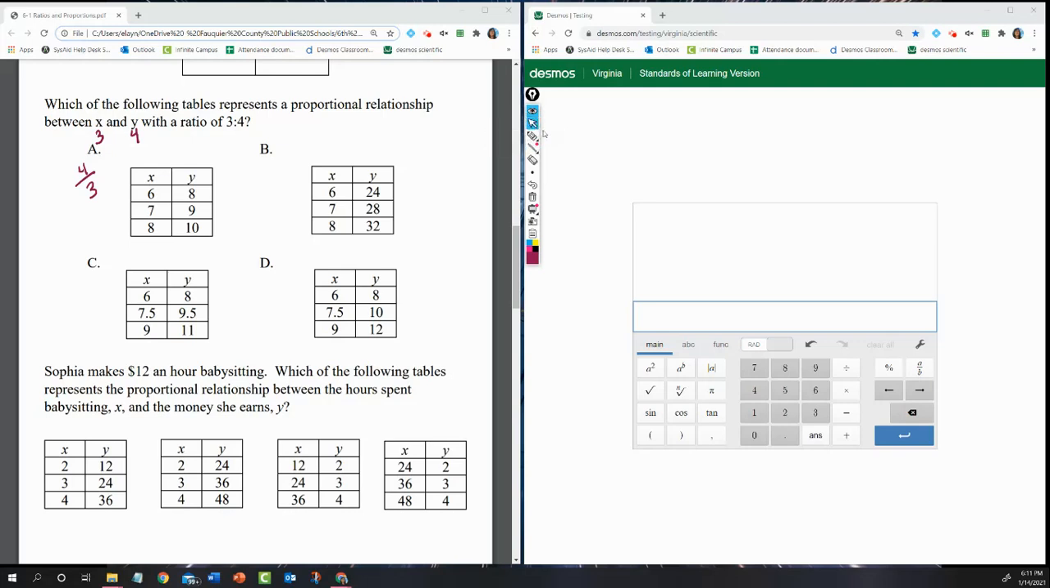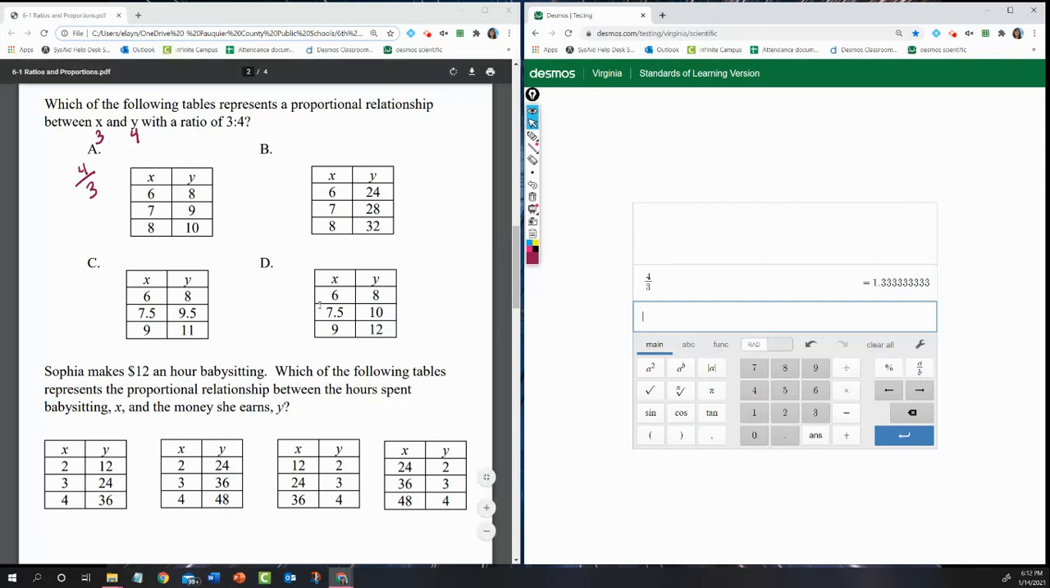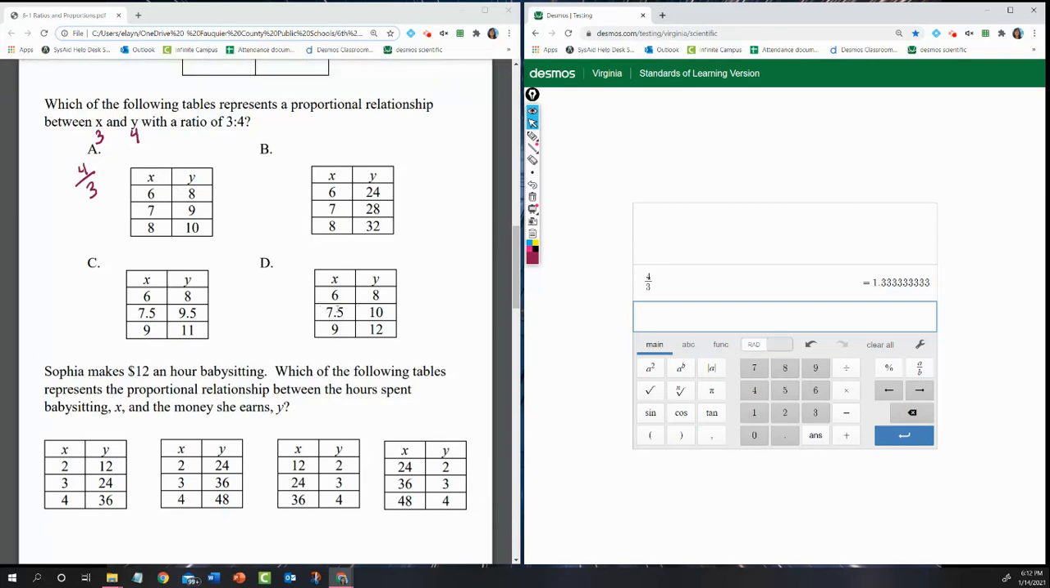So we're going to use a calculator to find out what is a 3 to 4 ratio. 4 divided by 3 is equal to 1.3 repeating. So all we want to do is find, does this row also equal the same thing? So we're going to take 8 and divide it by 6. We find that that is the same value, and so that means that the first row is a proportional relationship with that ratio. What about 7 and 9?